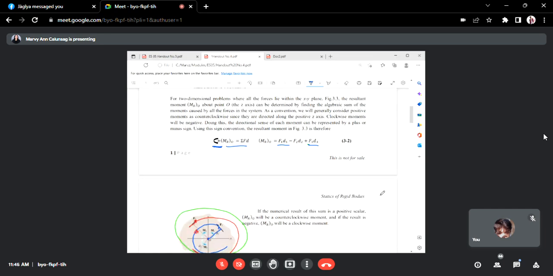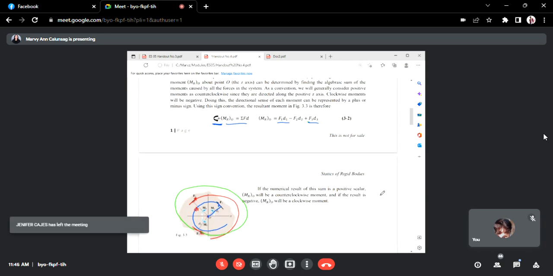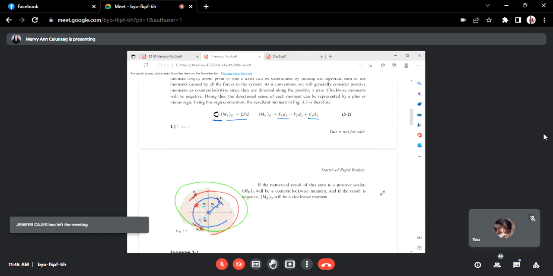If the numerical result of this sum is a positive scalar, the moment of the resultant about point O will be a counterclockwise moment. So it depends on the sign of the final answer you obtain, whether it is positive or negative. If it is positive, the moment of the resultant about point O is counterclockwise, and if the result is negative, it means the resultant moment about point O is clockwise.